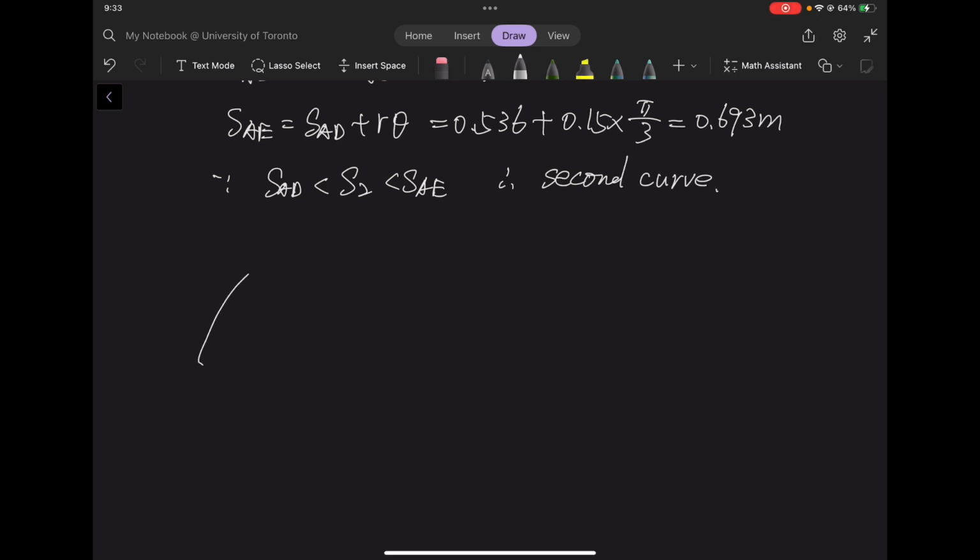Then we need to draw the diagram again. Here is the normal acceleration. Here is the tangential acceleration. Here is the velocity. We set this angle to C2.